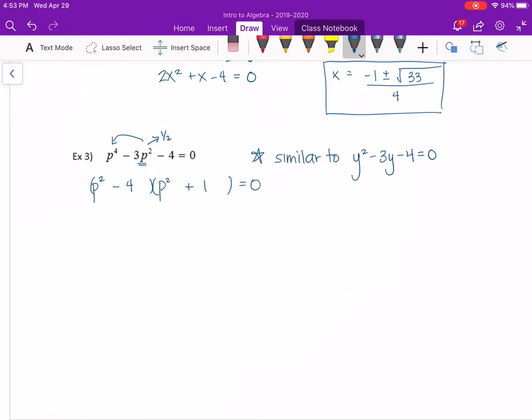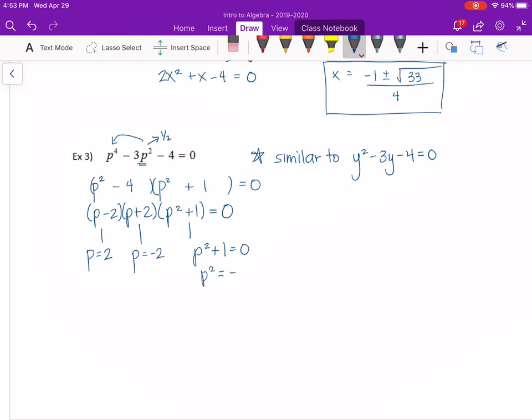If you want to, you can go ahead and factor this part. The next part doesn't factor anymore. But we end up with 3 ways that we can get a 0. P equaling 2, p equaling negative 2, or p to the second plus 1 equaling 0, right? We're basically just saying this parentheses could be 0, this one could be 0, or this one could be 0.